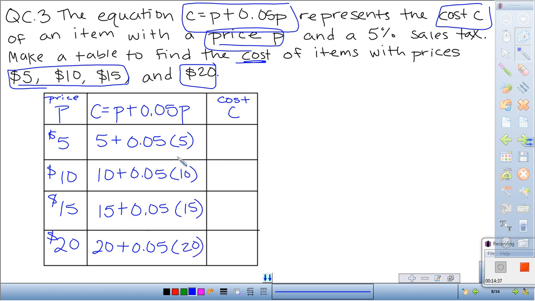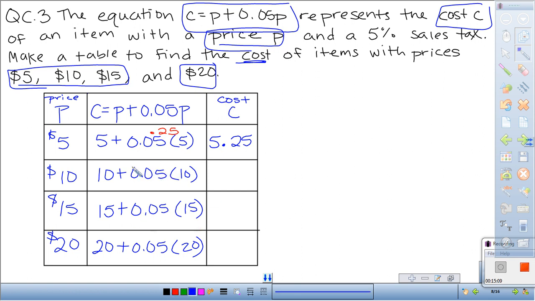And now all you have to do is get your calculator out. And again, make sure you're following PEMDAS. We want to always multiply before we add to solve all these. So 0.05 times 5 is 25 cents, 0.25. So our total is 5 plus 25 cents, so it's $5.25. Let me just write what I did right here. I multiplied these two together and I got 0.25. So then when I added 5 plus 0.25, we got 5.25.